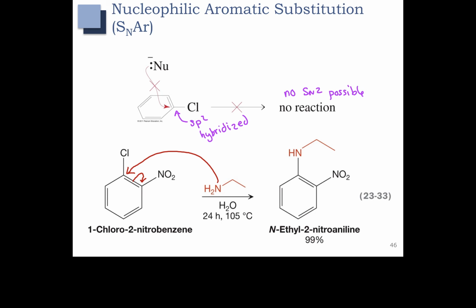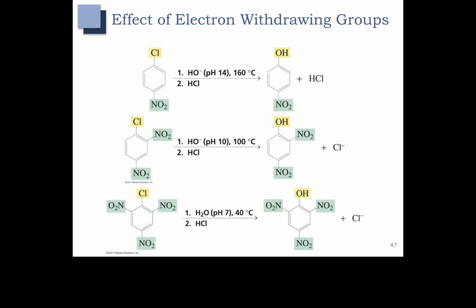One, the chlorine, or the leaving group, is very electron withdrawing and is going to pull away electron density. So the carbon that we have our nucleophile attacking is very electron poor. Number two, we have a strongly electron withdrawing group. So our nitro group is a strong electron withdrawing group and is going to help stabilize the negative charge on the benzene ring. Let's explore this reaction a little bit more.